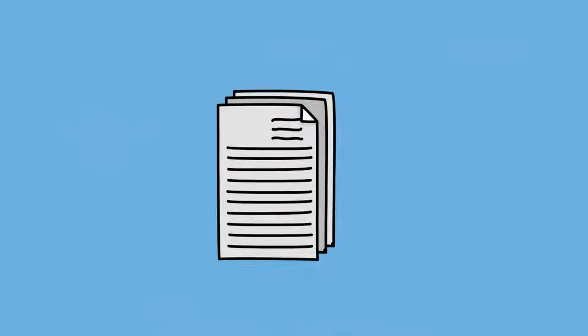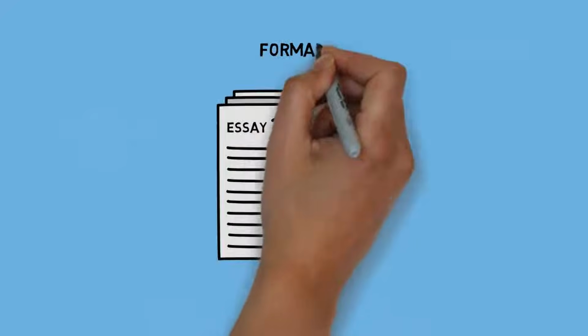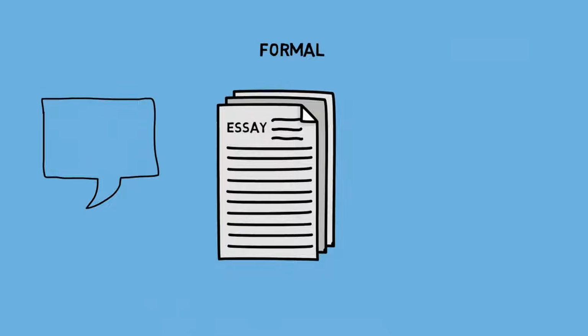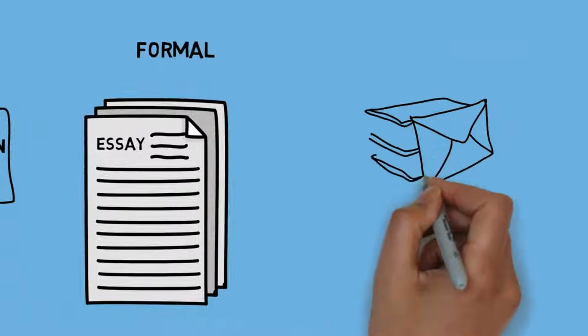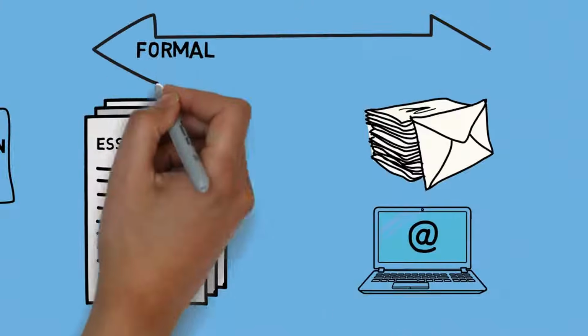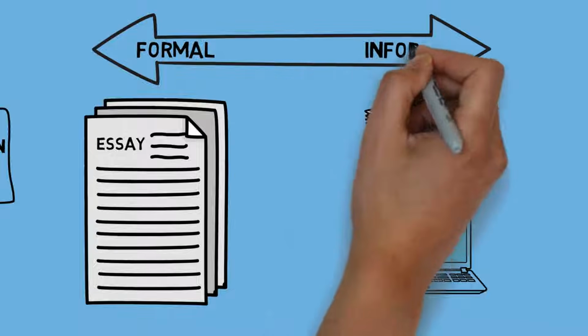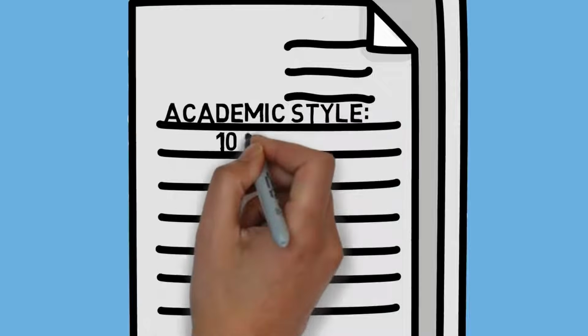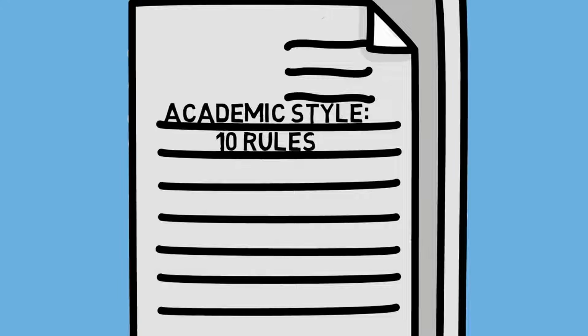Written academic English, like any writing, has its own conventions or style. It's a formal written style, which means it has aspects which make it different from spoken academic English, and at the same time being formal, it's quite different from ordinary writing, which you might be more used to, such as writing in letters or emails or stories. So in this video we'll look at 10 style rules for writing in academic English.